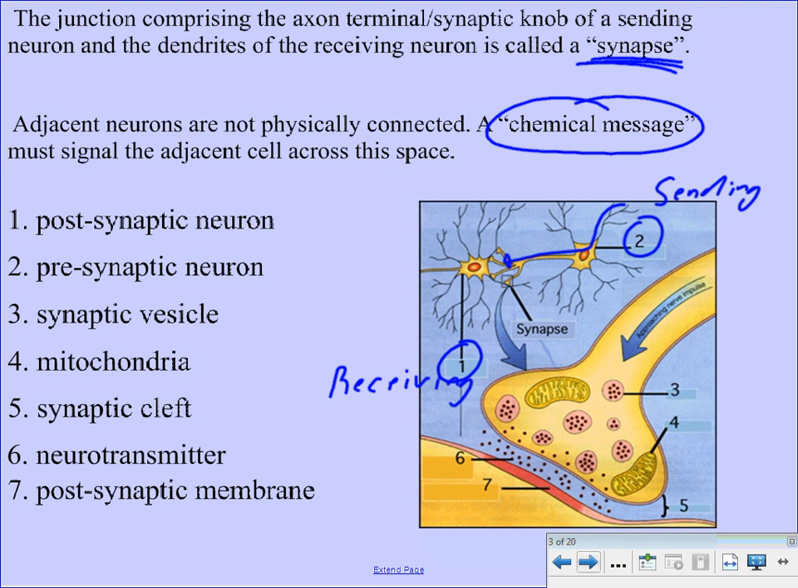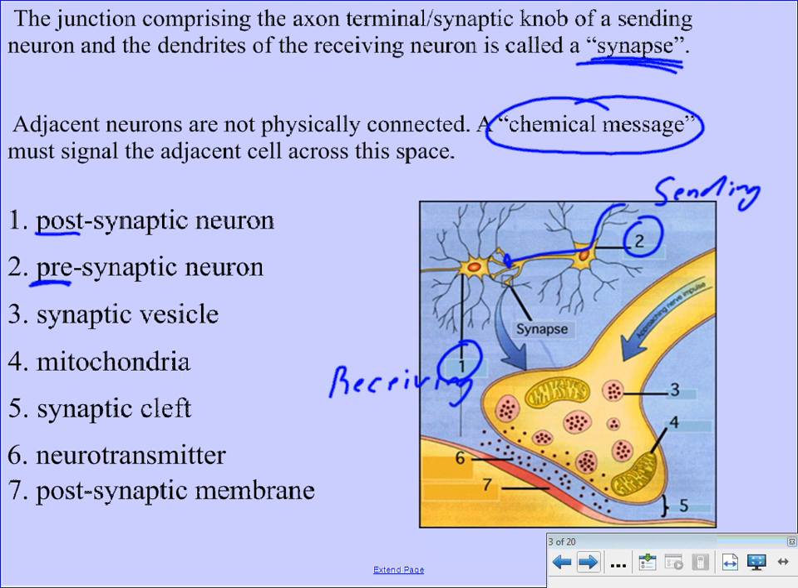So if we take a look at number 1, I did say that that is the receiving cell. There is a little bit of a more technical name for it. It is referred to as the post-synaptic neuron, post meaning after, at the latter half of the synapse. That would be the receiving cell. The other cell, number 2, the sending neuron, is the one before the synapse, so it is called the presynaptic neuron.